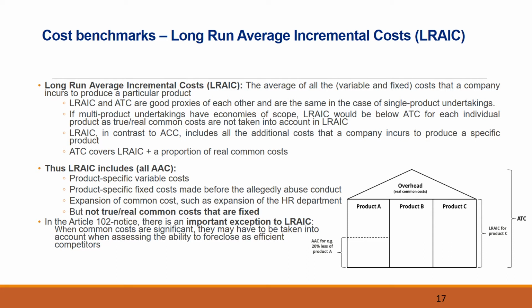LRAIC is the average of all the variable and fixed costs that a company incurs to produce a particular product. Thus, in contrast to AAC, LRAIC includes all the additional costs that a company incurs to produce a specific product. AAC is therefore a subset of LRAIC, as illustrated in the house. Hence, LRAIC includes the following: product-specific variable costs, product-specific fixed costs, and expansion of common costs, such as expansion of the HR department. But this is not true for common costs that are fixed.